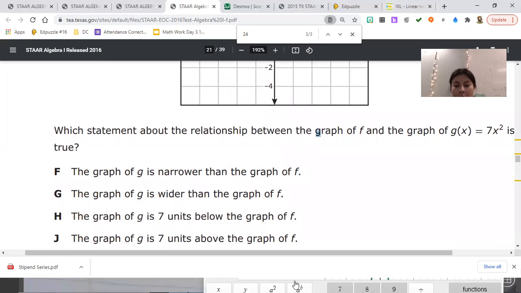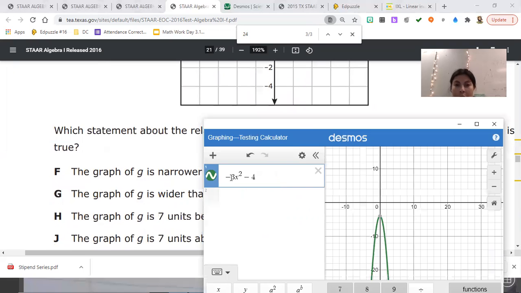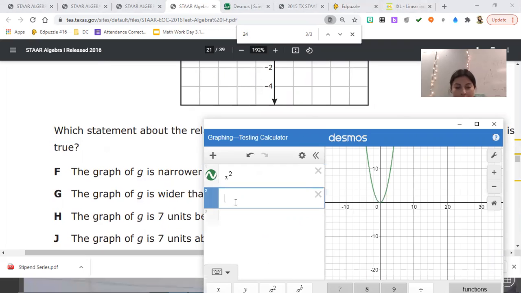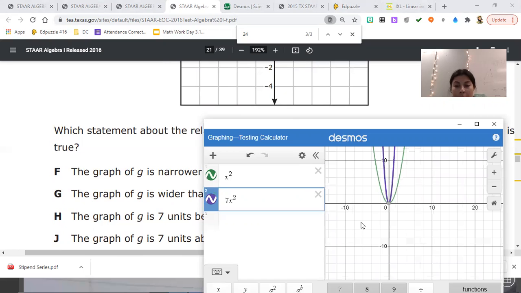Okay, so you have x squared. It told you that in the problem. So x squared, there's your parent function. And then here's 7x squared. So look at the blue one. Is the blue one more narrow, wider, up, or down? To me, that is skinnier. That's more narrow. So you're going to choose F.